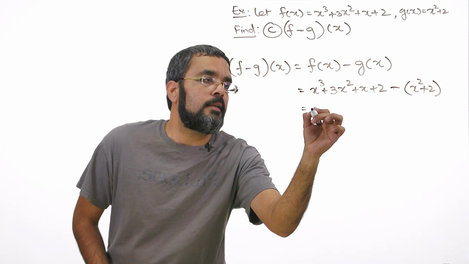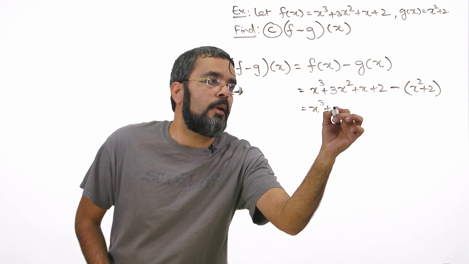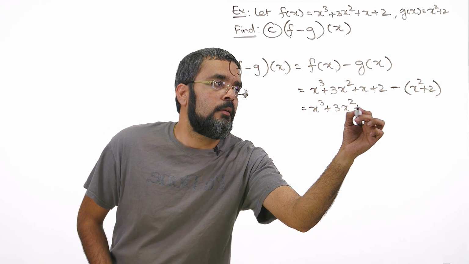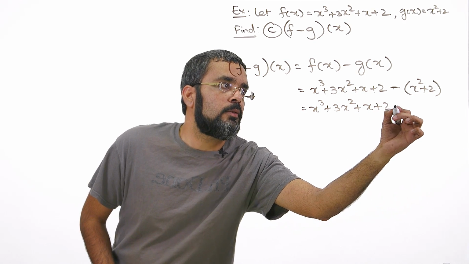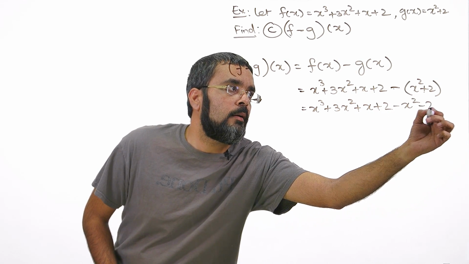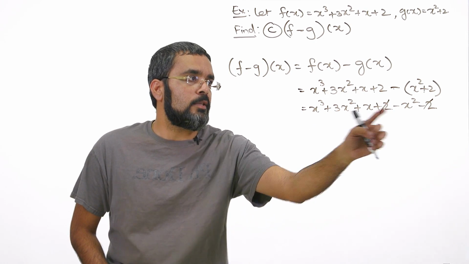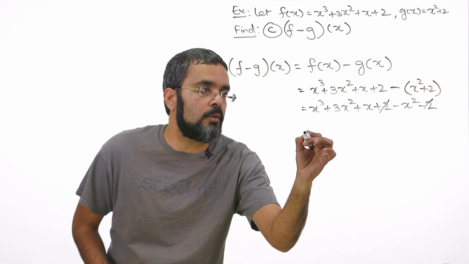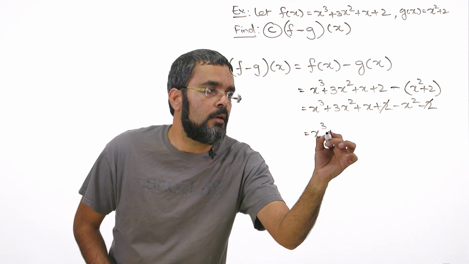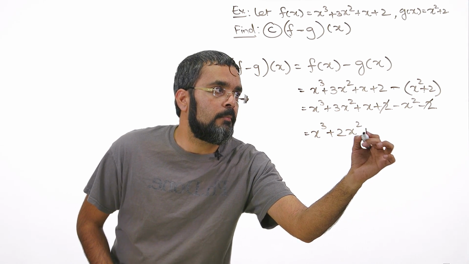So what I get is x cubed plus 3x squared plus x plus 2 minus x squared minus 2. If you see here, the 2's cancel off. The 3x squared minus x squared gives me 2x squared, so this is going to be x cubed plus 2x squared plus x.